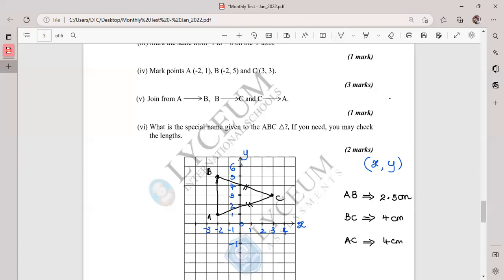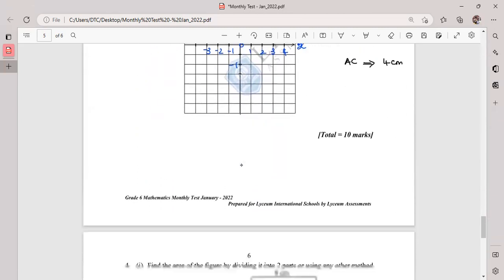Isosceles triangle, right? If two sides are equal in length, it is isosceles. By the way, if all three sides are equal, what is it? It is an equilateral triangle. But here in ABC, we can find only two sides equal in length. Therefore, that is an isosceles triangle, right?